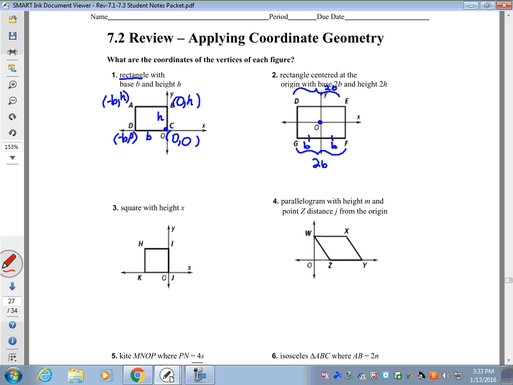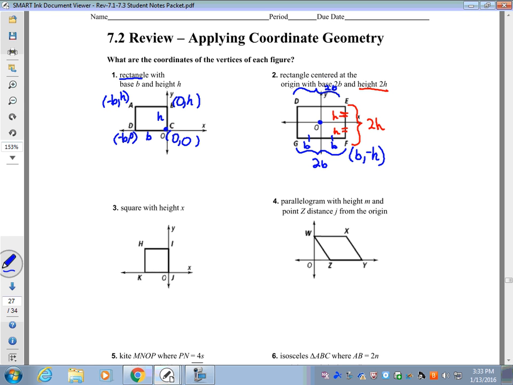Now, they also tell me that the height is 2h. That means from E to F, that is a distance of 2h. But again, this is getting bisected. So what are each part on this? H. All right, so now we're going to come up with the ordered pairs. To do F, I would have to go to the right a distance of B and then down a distance of H. So this would be positive B, negative H, because I went down. Down is negative.